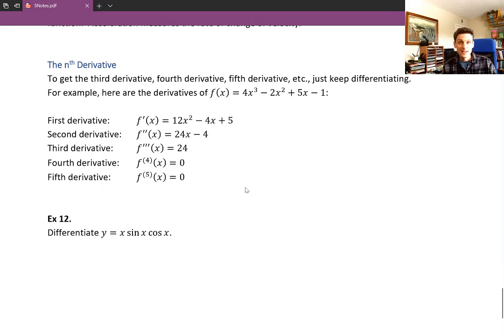All right, and if you keep taking derivatives of the exponential e to the x, as another example, it just stays e to the x. So the 100th derivative of e to the x is just e to the x.